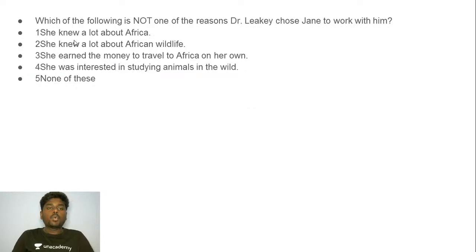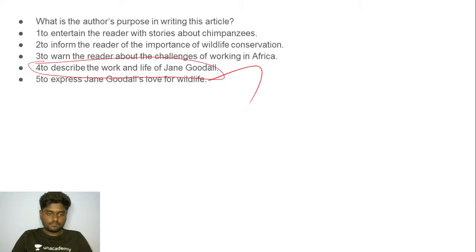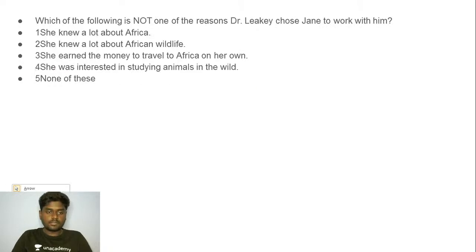Which of the following is not one of the reasons Dr. Leakey chose Jane to work with him? She knew a lot about Africa. She knew a lot about African wildlife. She earned money to travel and she was interested in studying in the wild. So they are asking which of the following is not one of the reasons. It's something related with the money, right? So she earned money to travel to Africa, to her home, by her own, right?